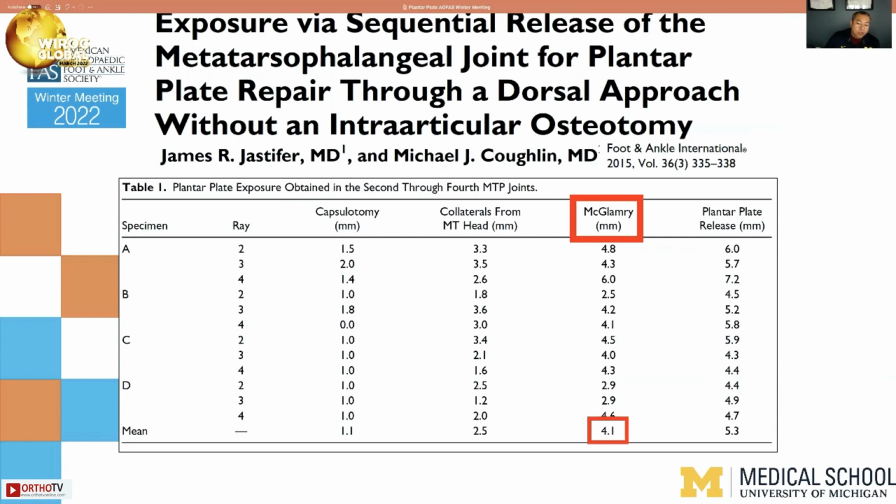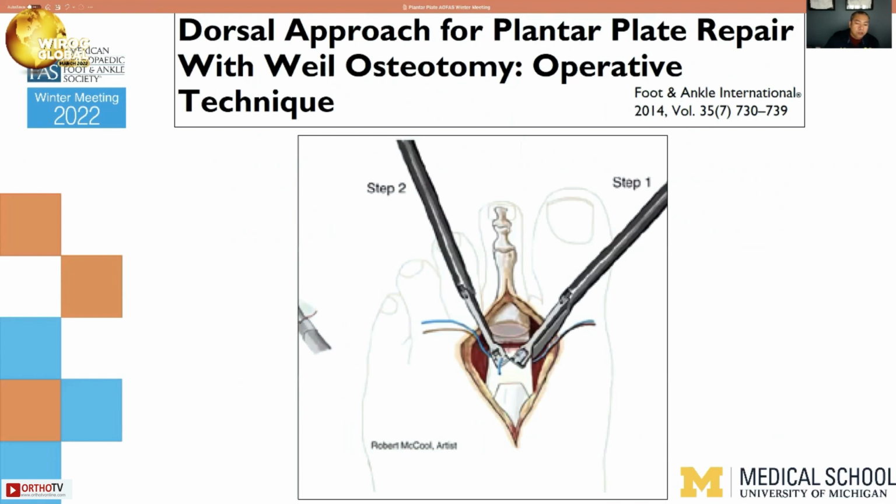So after the elevator is placed and you get about 4 millimeters of distraction, release of the plantar plate gives you an additional 5.3 millimeters of distraction. And I'd like to point out here that the elevator and releasing the plantar plate off of the metatarsal basically gives you the same amount of joint distraction as completely releasing the plantar plate off of the proximal phalanx. And that'll come into account later in this discussion.